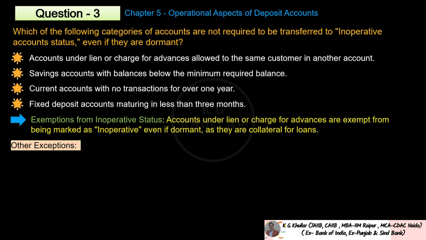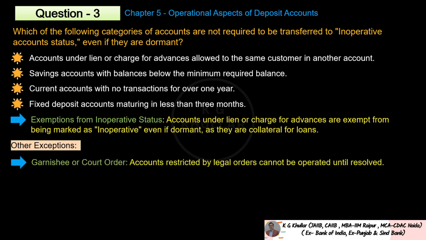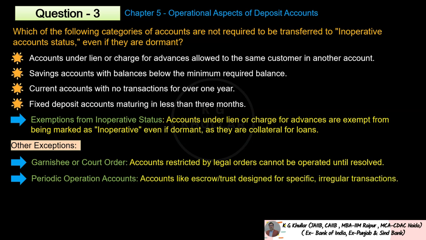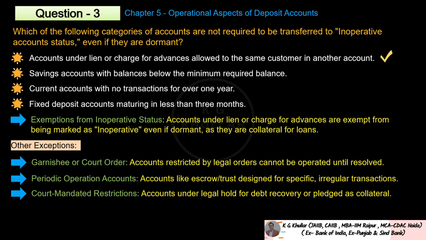Next friends, there are some other exceptions as well. And these include, first, the accounts where operations have been stopped under a garnishee order or any court order. Friends, these accounts are legally restricted from transactions until the court order is resolved. Then second is accounts that by nature permit only periodic operations, such as some types of escrow or trust account that are designed for specific non-regular transactions. And lastly, the accounts that are under court-mandated restrictions or some legal holds for debt recovery actions, which may also include scenarios where accounts are pledged against loans or have other legal encumbrances preventing regular operation. So friends, I hope the explanation is clear to you.